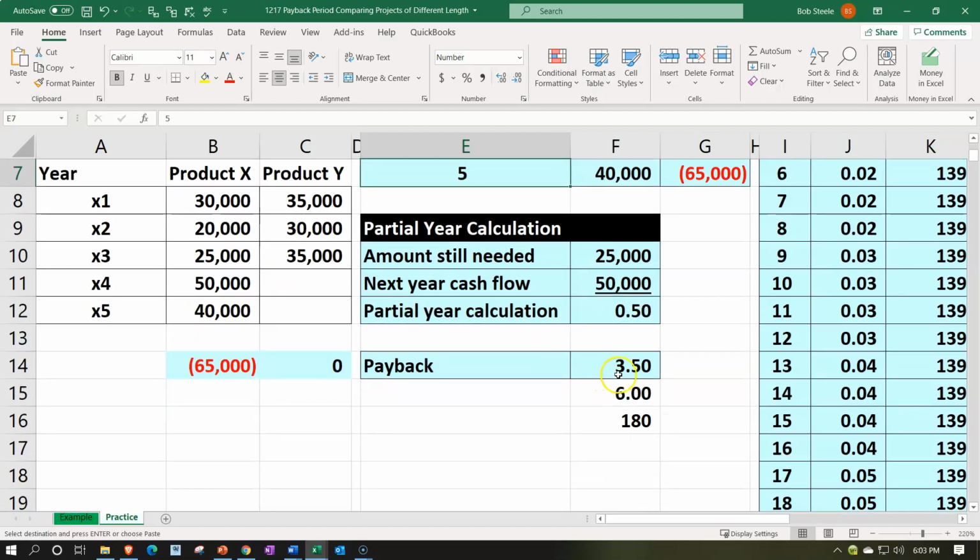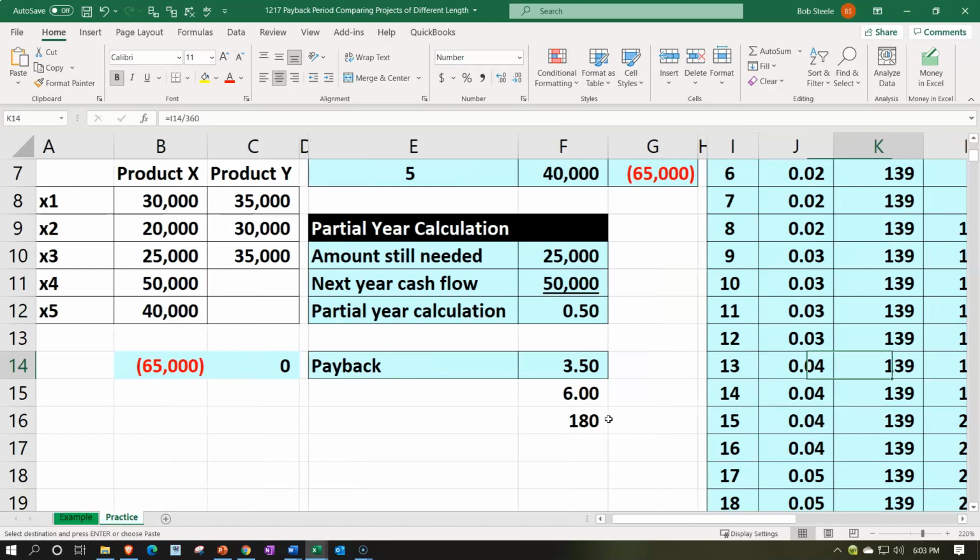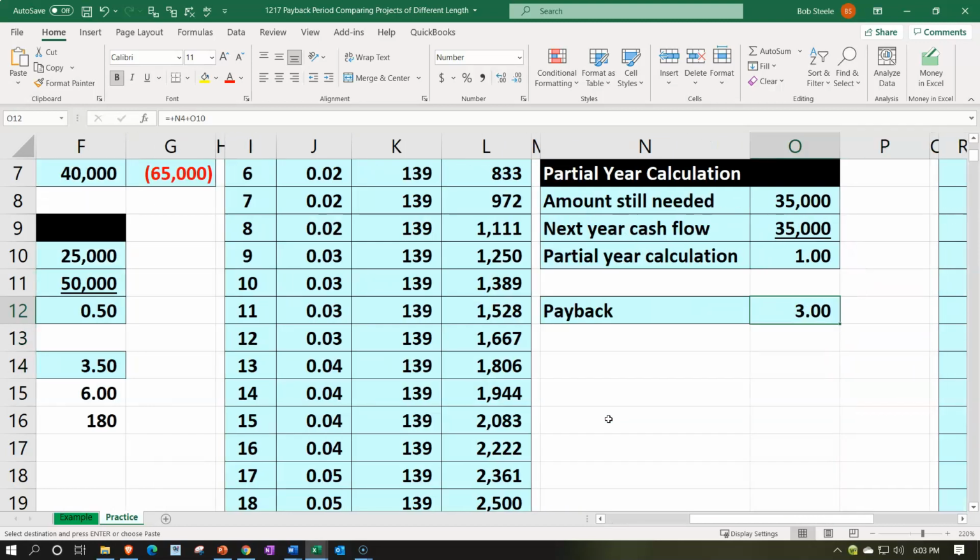So the first one was 3.5. So it's going to take us 3.5 years to get paid back on the first project. And then on the second project, it would only take us 3 years to get paid back. So using the payback period, which project would you choose? You choose project B, or the second one, whatever we called it. B, Y, Y. But why would you choose Y?